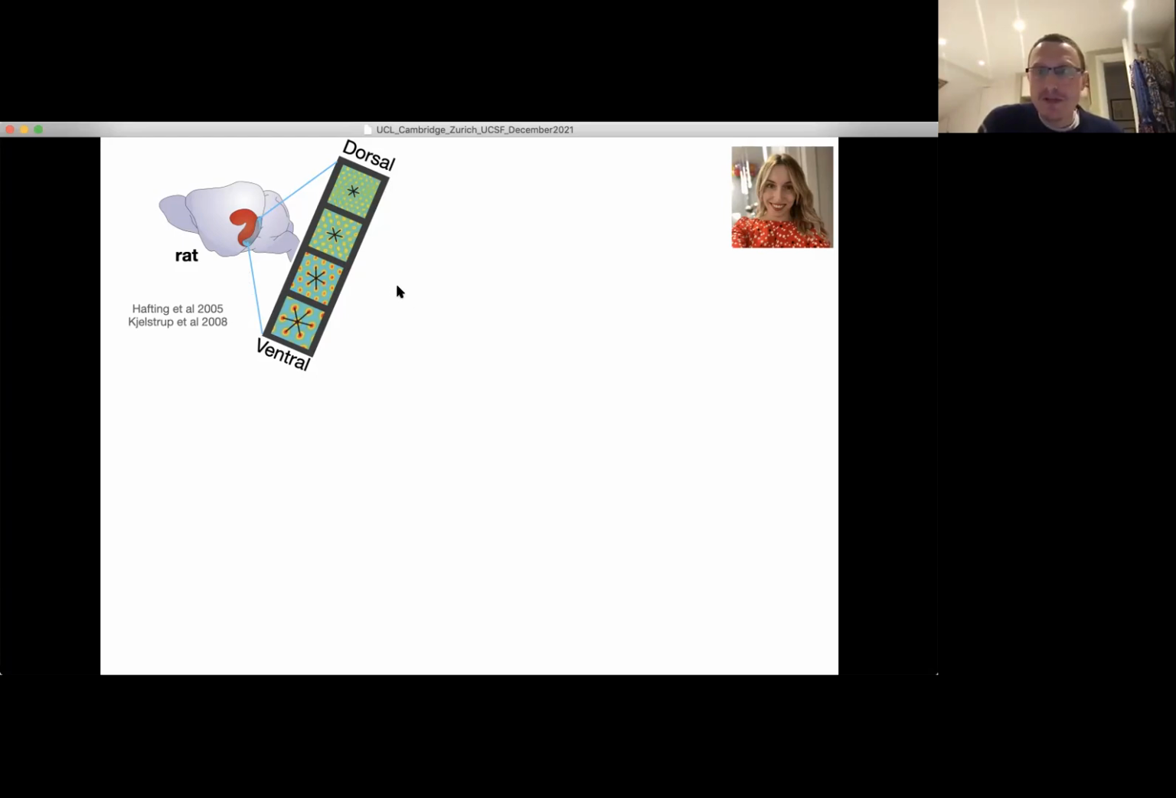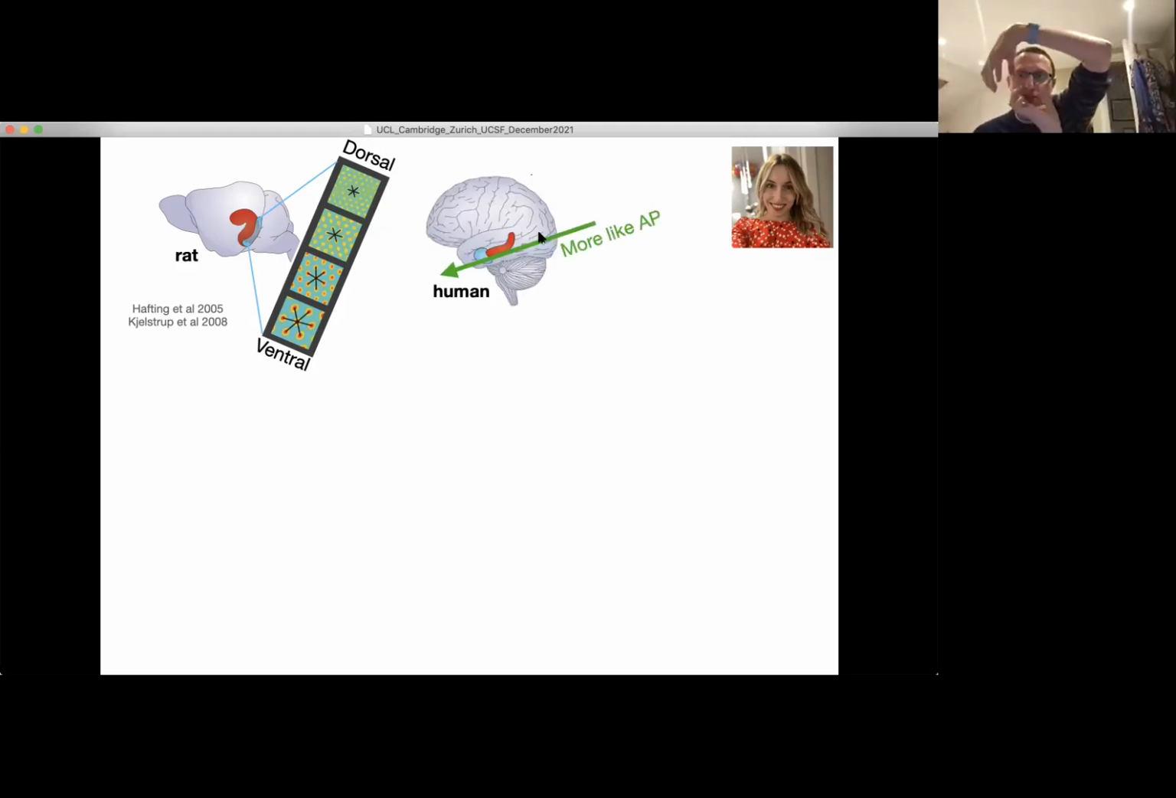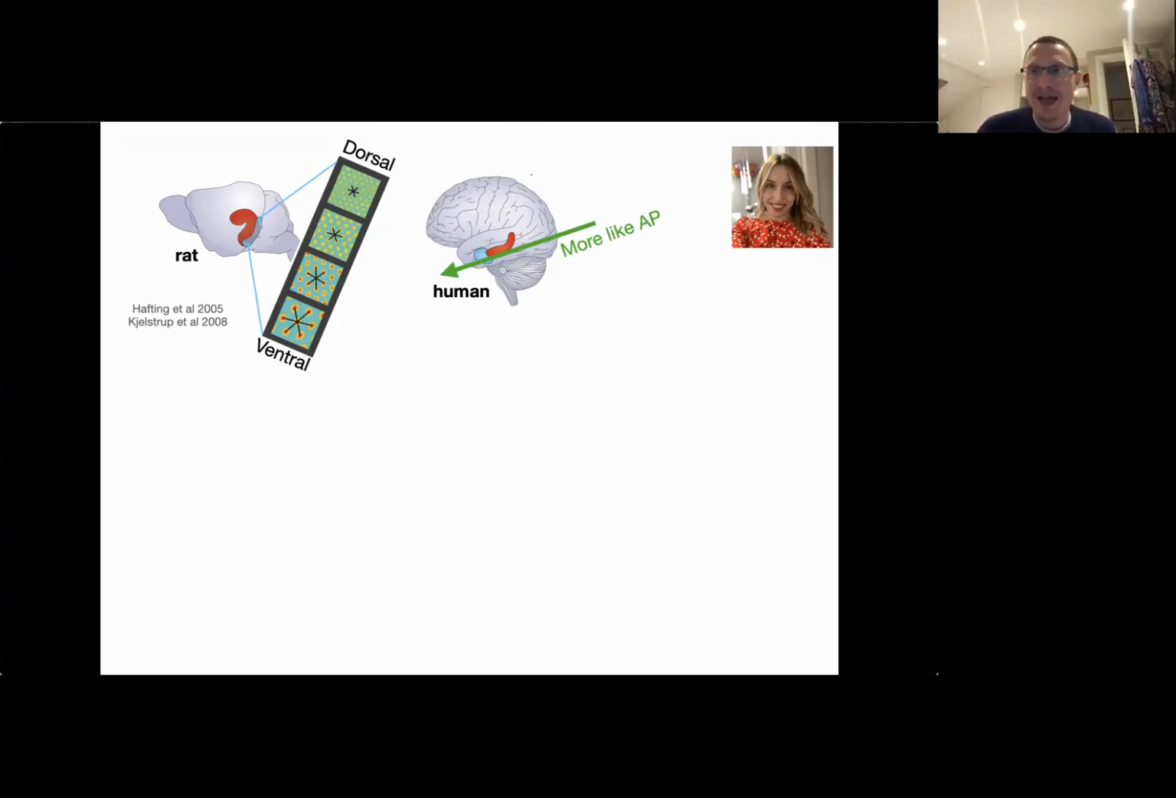People who study humans will know that this dorsal-ventral gradient isn't really dorsal-ventral in humans, because the human brain is sort of squerged round. So it's more like an AP, anterior-posterior gradient in humans. We were wondering if we could do a task looking for one of those hierarchical coordinate systems in non-space, in sequence land, and see if it might have a similar kind of gradient, as the gradient I showed you that you can see in the mouse or the rat.